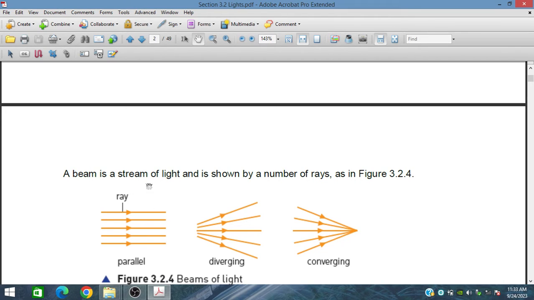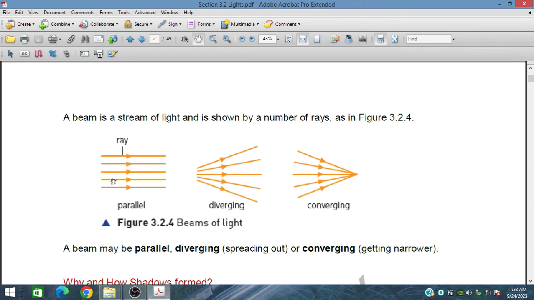A beam is a stream of light, and it is shown by a number of rays, as in this figure. Here these are parallel rays, and here the rays are diverging, expanding away from a point. Here the rays are converging at a point. So parallel, diverging and converging beams of light are there.